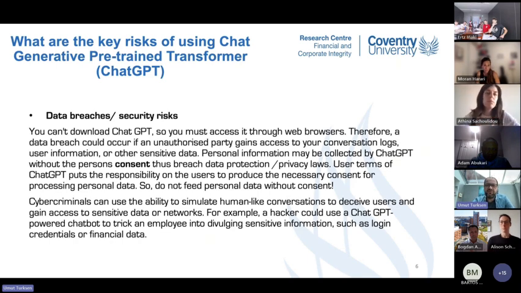So what are some of the risks of using such tools? Firstly, you're accessing such tools through the internet. Therefore, like any other system operating on the internet, it will be, to a great extent, subject to hacking. So you need to be careful about that.